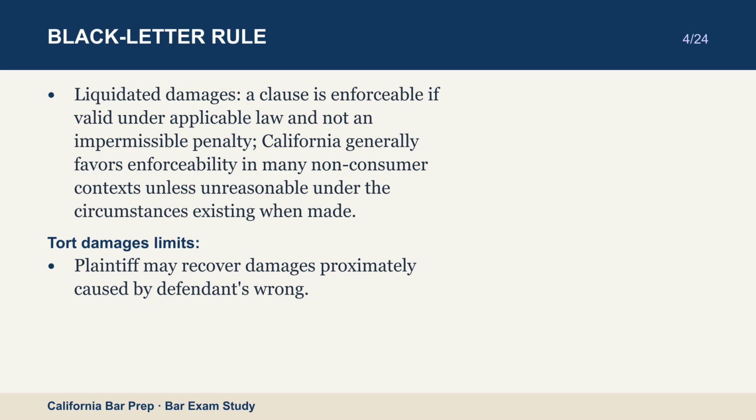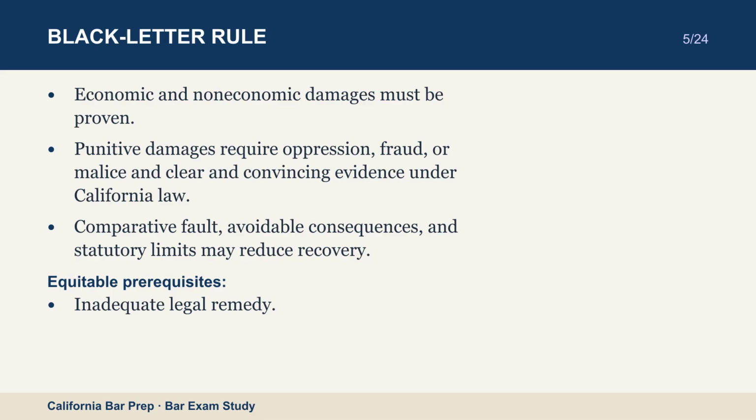Tort damages limits. Plaintiff may recover damages proximately caused by defendant's wrong. Economic and non-economic damages must be proven. Punitive damages require oppression, fraud, or malice and clear and convincing evidence under California law. Comparative fault, avoidable consequences, and statutory limits may reduce recovery.